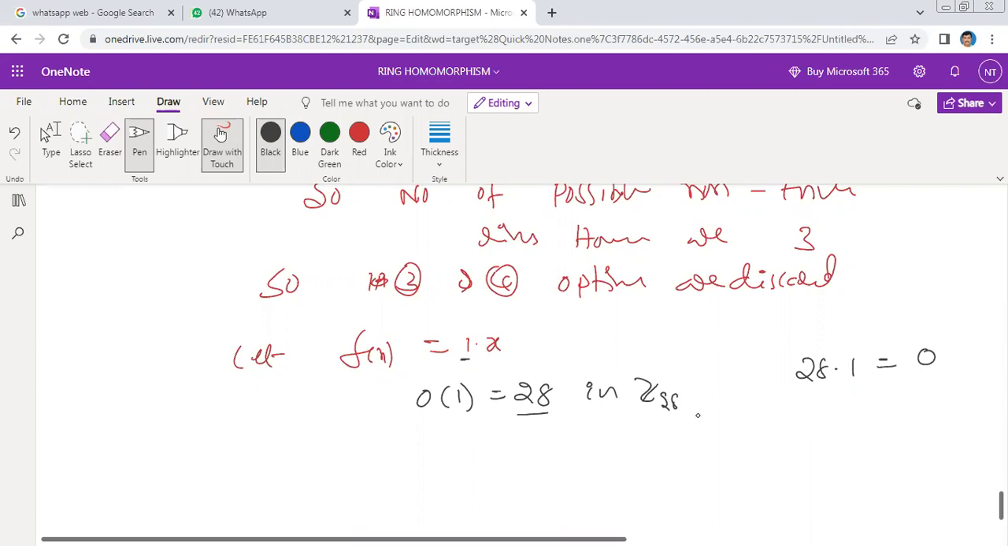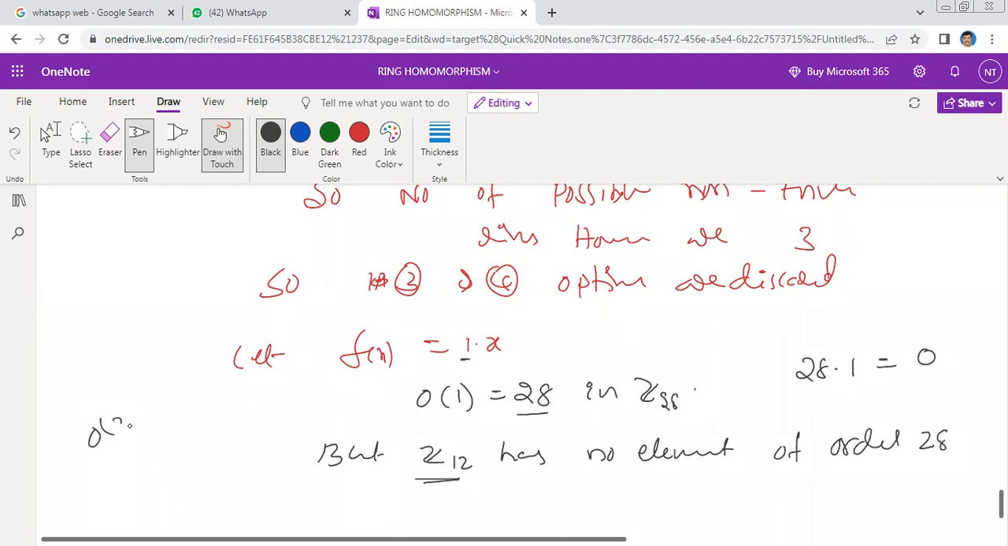By using this idea, ఇప్పుడు in Z28, ఇప్పుడు ఏం చేసుకోవాలి చెప్పండి? నేను ఎలిమెంట్స్ ఏం తీసుకోవాలి? ఏం తీసుకుంటే సరిపోతుంది చెప్పండి? But what is the domain? Z12. But domain is Z12. Z12 has no element of order 28. Because what is the order of Z12? Order of Z12 is equal to 12 అయినప్పుడు ఎలిమెంట్ యొక్క ఆర్డర్ 28 కావడం పాసిబుల్ లేదు.